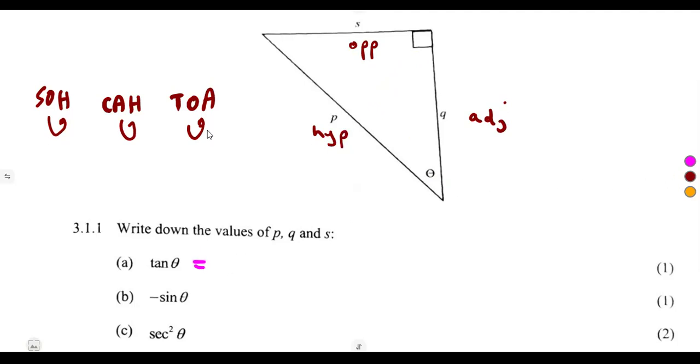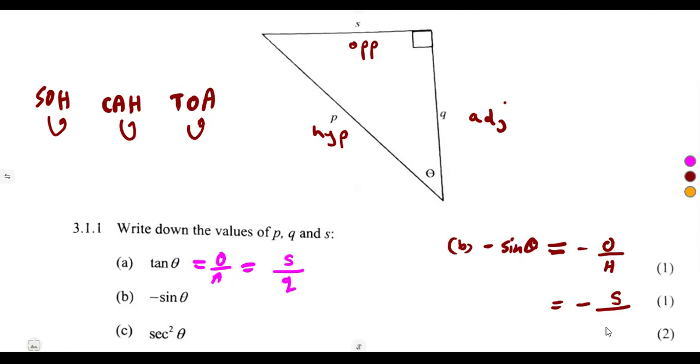The first one, tan. Remember, tan is opposite over adjacent. According to here, opposite is S and our adjacent is Q. So that's S over Q. The other part that we are given on B is negative sine of theta. So that's the negative of sine, opposite over hypotenuse. So you're going to have negative of opposite, which is S, over the hypotenuse, which is P. Just like that. So this is how you answer this question, direct like that, guys.